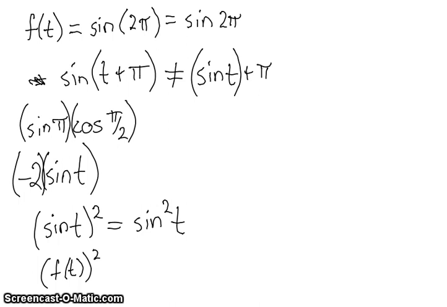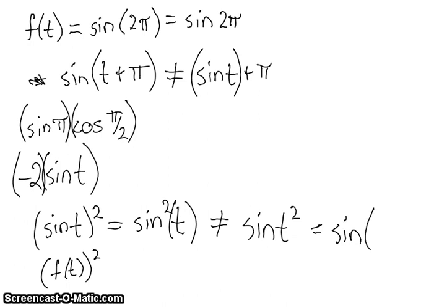sine squared t. So you could write sine squared t, but you cannot write sine t squared without any parentheses. That's actually equal to the sine of t squared, which is different. So it's not the case that sine t squared is the sine squared of t. That's a little weird, but you'll get used to it. So that's just notation. That's not really anything special.